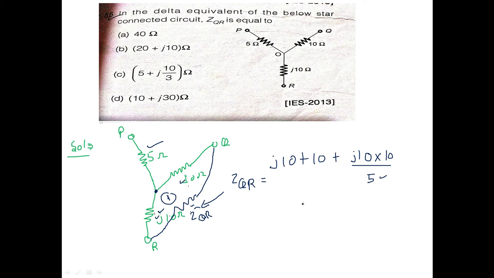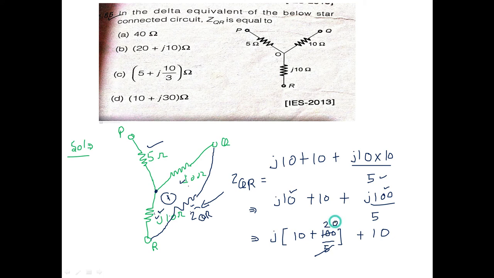Now if we solve this, we get j10 plus 10 and this j10, that is j100 upon 5. Now if we take common j10 and j100 ohm, what will we observe? j10 plus 100 by 5, we take common from this point, plus 10. Now if we cancel 5 by 20, that is j30 plus 10.